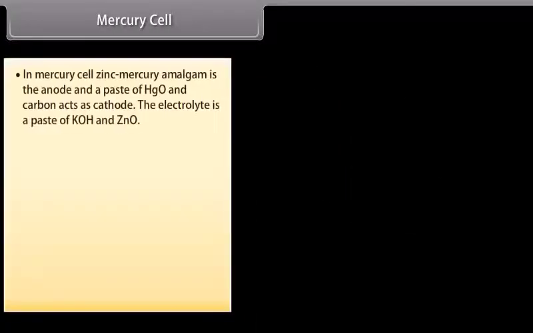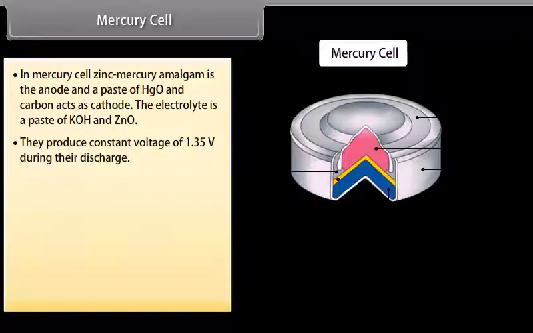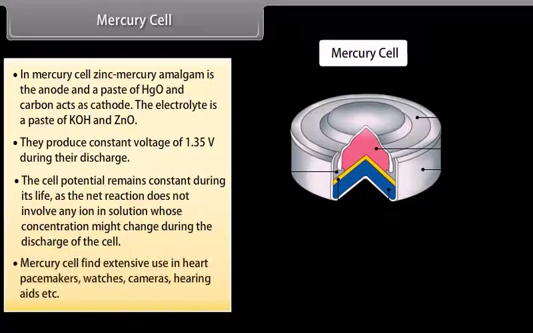Mercury Cell. In Mercury Cell, zinc-mercury amalgam is the anode and a paste of HgO and carbon acts as cathode. The electrolyte is a paste of KOH and ZnO. They produce constant voltage of 1.35 volt during their discharge. The cell potential remains constant during its life, as the net reaction does not involve any ion in solution, whose concentration might change during the discharge of the cell. Mercury Cell finds extensive use in heart pacemakers, watches, cameras, hearing aids, etc.